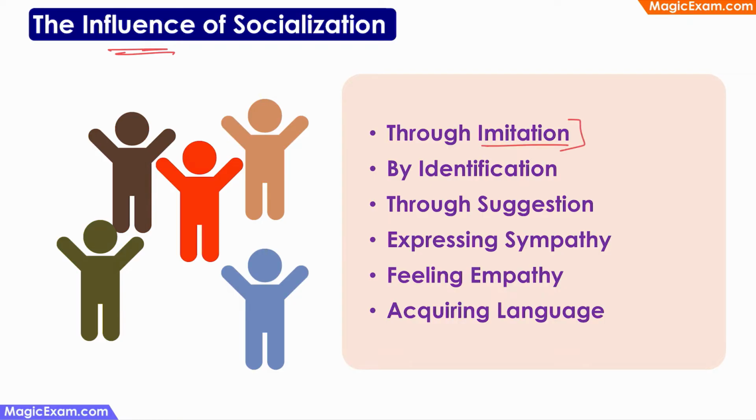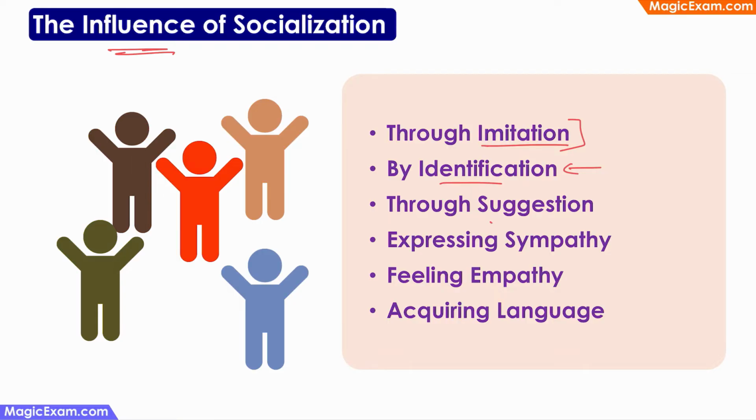Then it can be by identification. For example, if the child is part of a religious group, and is regularly participating in some religious ritual, then the child will start identifying himself or herself as part of that religious community, and because of that the child will learn to behave in a particular way. So that is change of behavior because of identification.